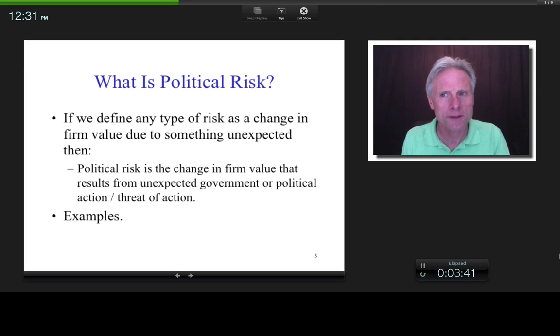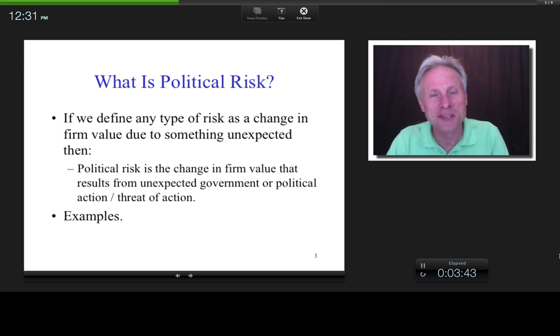What else? What about terrorist attacks? Sure, that could have an impact on firm value, right, and did. What about something maybe less dramatic? How about a 0.5% tax increase? Would that have an impact on firm value? It would, right? So those are all basically examples, and we could probably come up with a number of examples of political risk.